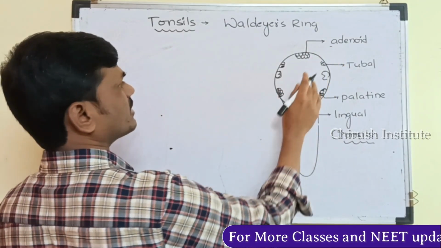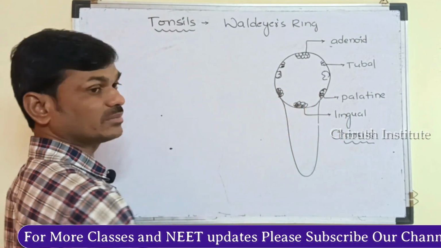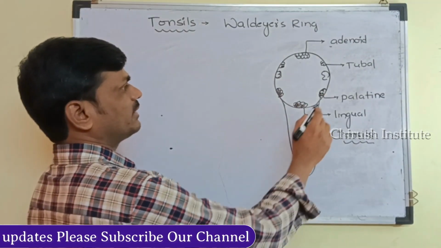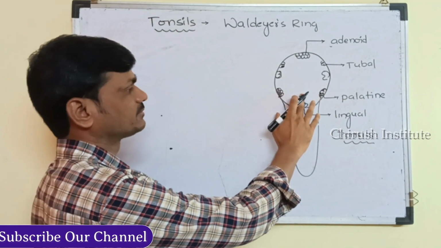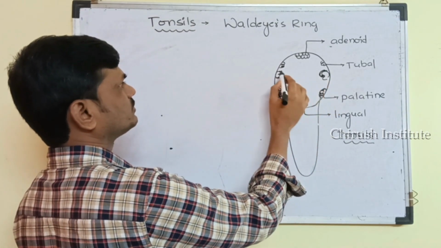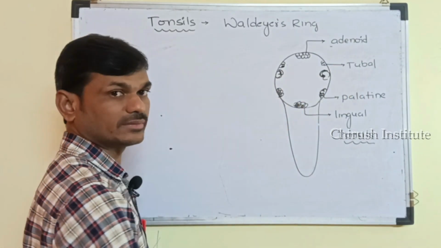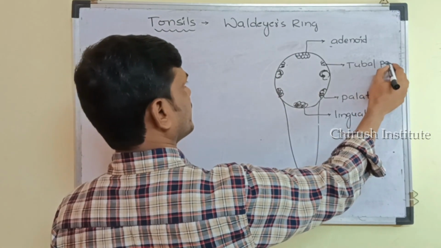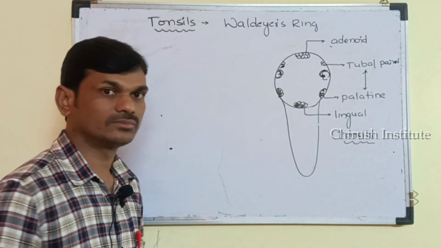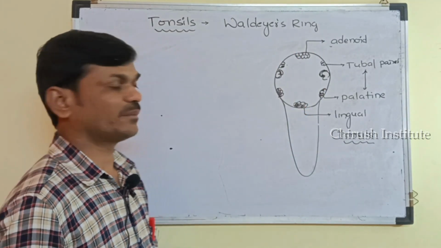The pharyngeal tonsils are present above the pharynx. The lingual tonsil is present at the base of the tongue. The palatal tonsils are present on either side of the oral cavity. And this is the Eustachian tube. Above the Eustachian tube, the tubal tonsils are present. The palatal tonsils and tubal tonsils are paired, but the lingual tonsil and adenoid tonsil are unpaired.